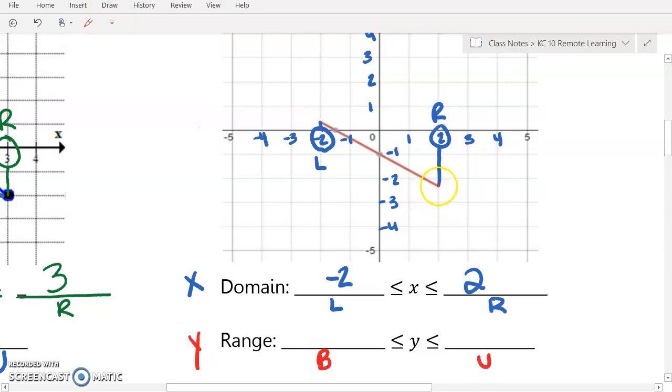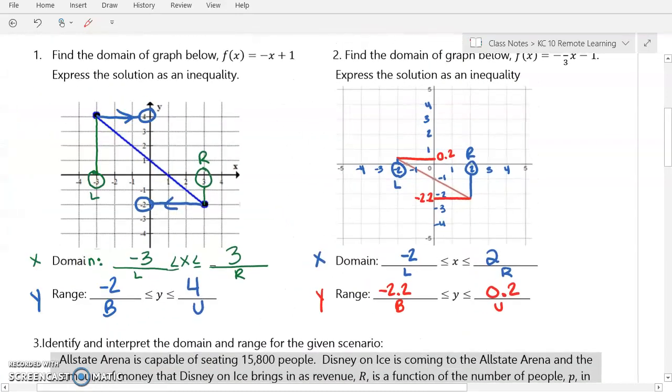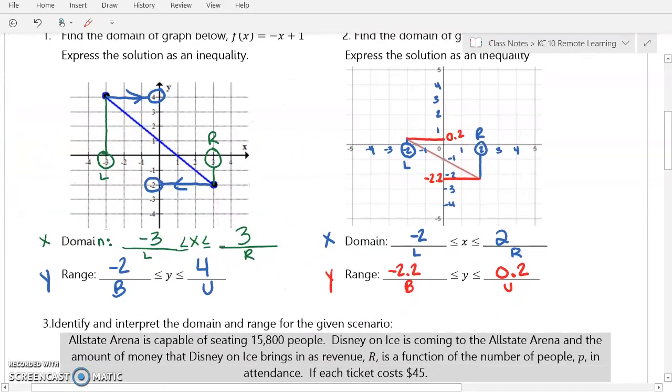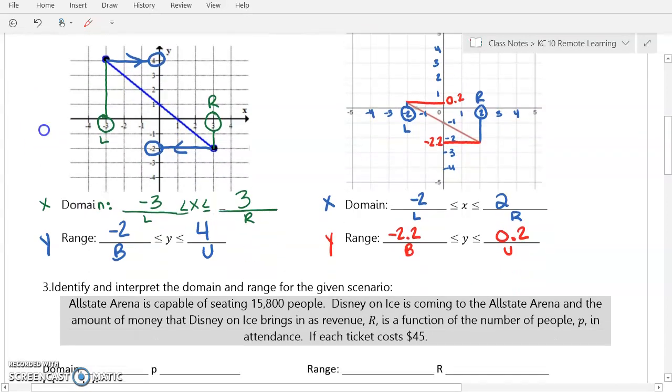So the bottom number, as you could see, is not exactly on the line. So I'm going to guess it's negative 2.2. And then for the top number, again, it doesn't really land on it, but I'm going to say it's about 0.2 as well. So the bottom number will be negative 2.2. The up number, which is the top number, would be 0.2. So again, it's actually just asking where it starts, whether you're going vertically or horizontally.